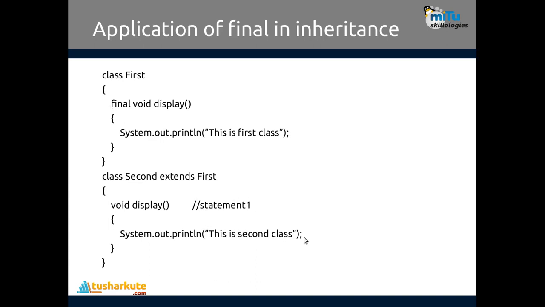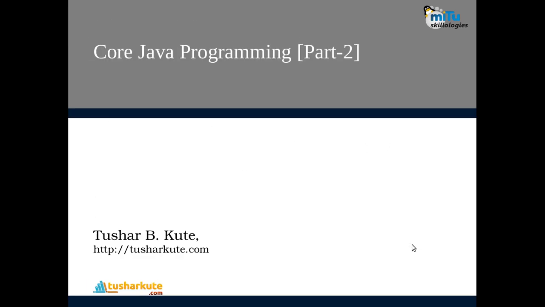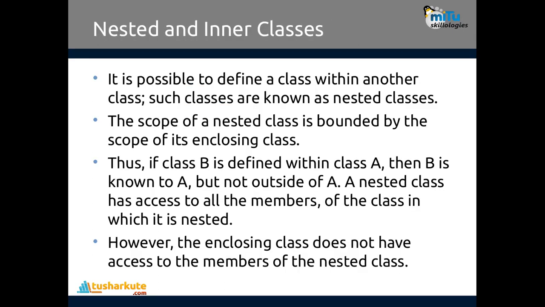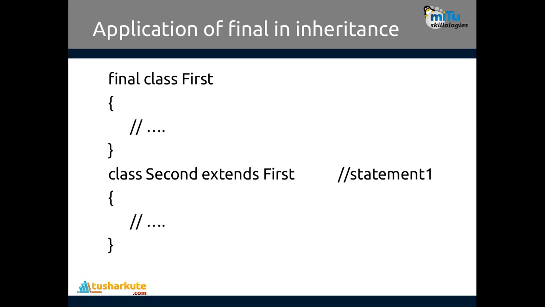So if you want to avoid the overriding of methods, that time we make use of the final keyword in front of the method. This is the first use of the keyword final here in inheritance. Now let's see the second use of this. The second use is to avoid class inheritance. Here the first class is a final class and class second extends first. Now statement 1 I have given here. Remember the meaning of this: if I declare a class as final, this final class can't be inherited. Inheritance will be disabled when you write final in front of a class.